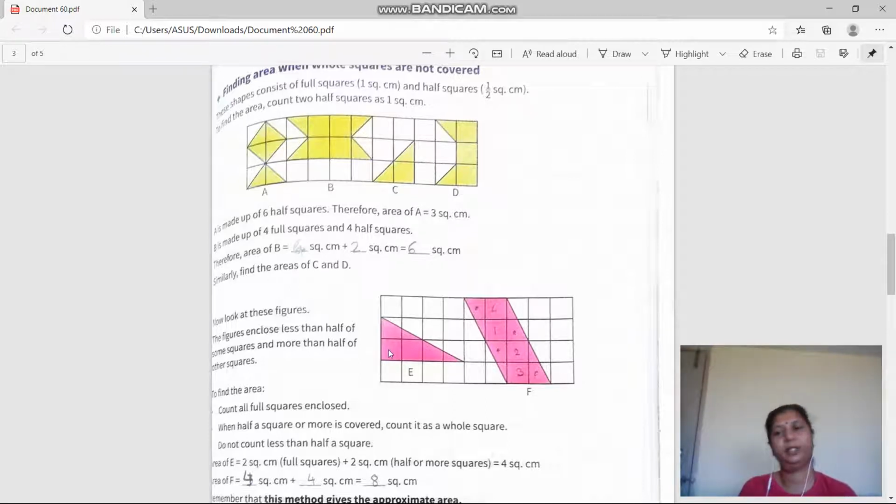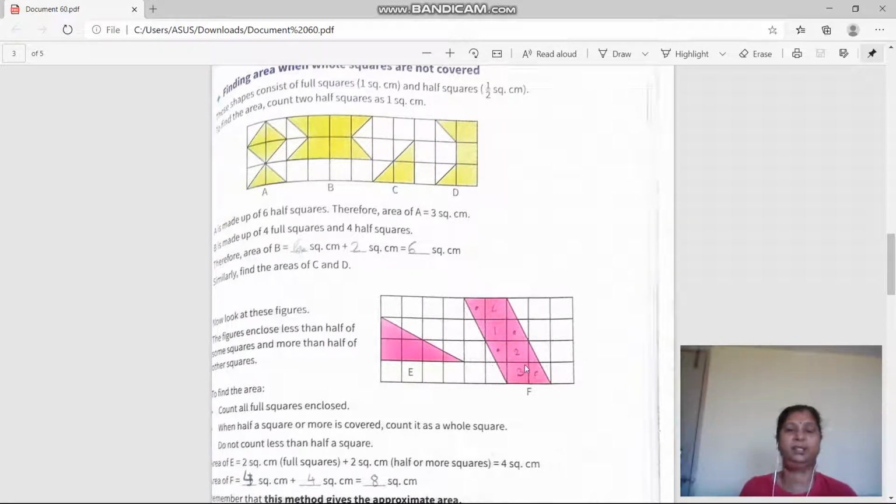First of all we will calculate the whole squares: 1, 2. Now more than half: 3, 4. Now see this pink colored area, but only this area. Is it half? No, it is less than half, so we do not count this area. Same here, it is less than half, so we will not count this area. Clear?